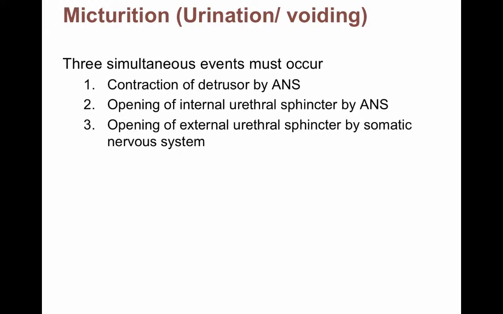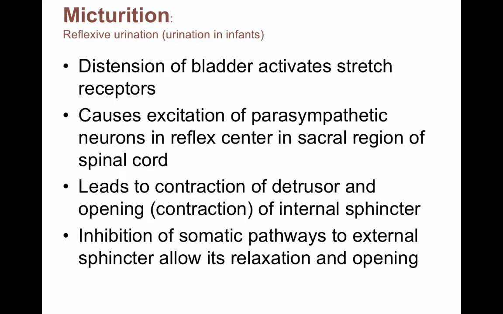Micturition is basically urination, or when you're voiding. Three simultaneous events occur to allow this to happen. You have contraction of the detrusor by the autonomic nervous system, the opening of the internal urethral sphincter by the autonomic nervous system, and then the opening of the external urethral sphincter by the somatic nervous system. So basically the nervous system helps to control this process.